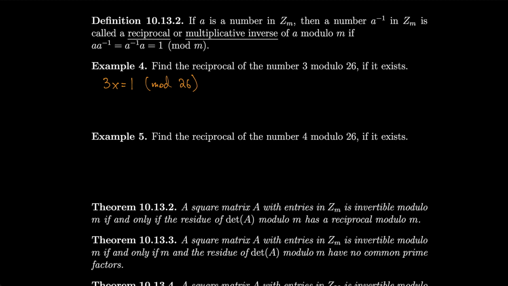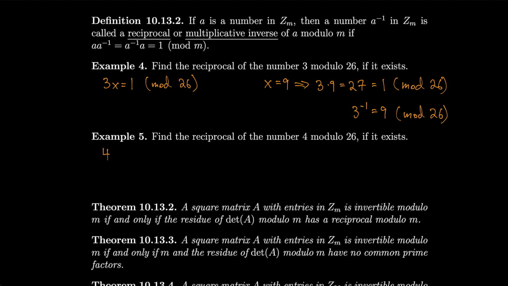I'm not going to write all of them, but it turns out that if you try x equals 9, then you get 3 times 9, which is 27, and 27 is actually 1 modulo 26, right? Because if you take 27 divided by 26, the remainder is 1. Beautiful. So that means that 3 inverse is equal to 9 modulo 26. It could take a long time to find the reciprocal because you have to try a lot of numbers.